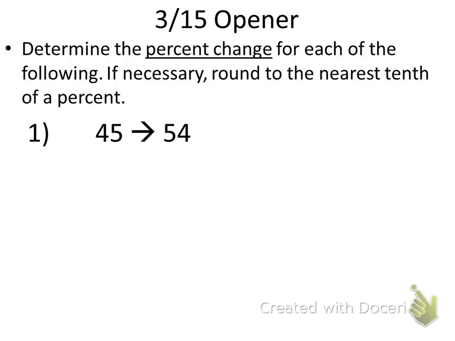What number does 45 represent? The old. So I'm going to label it with an O. If I'm going from $45 to 54, my 54 is going to be the new. What's the formula for percent change? How can I find the percent change of this? What formula am I going to use?